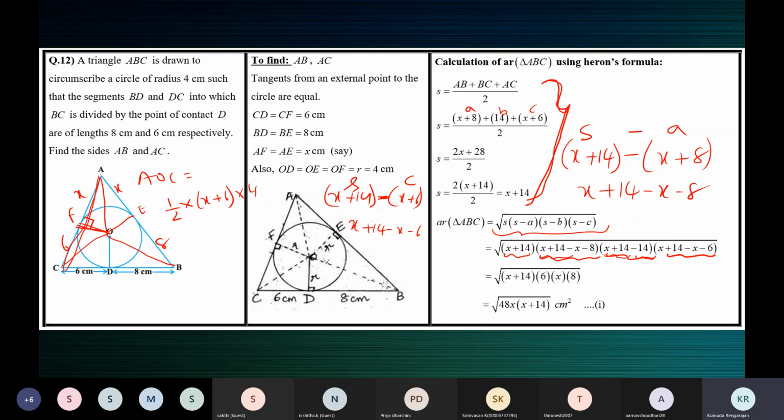S is X plus 14 in a bracket. C is X plus 6 in a bracket. S minus C, between the brackets, minus sign. So that makes it X plus 14 minus X minus 6. Yes or no, children? Any doubt there? No, ma'am.